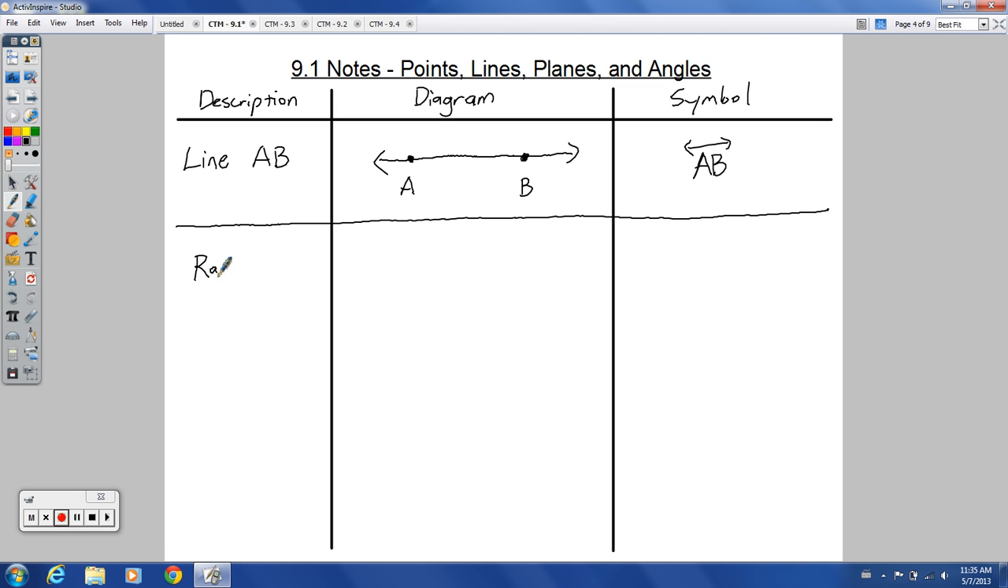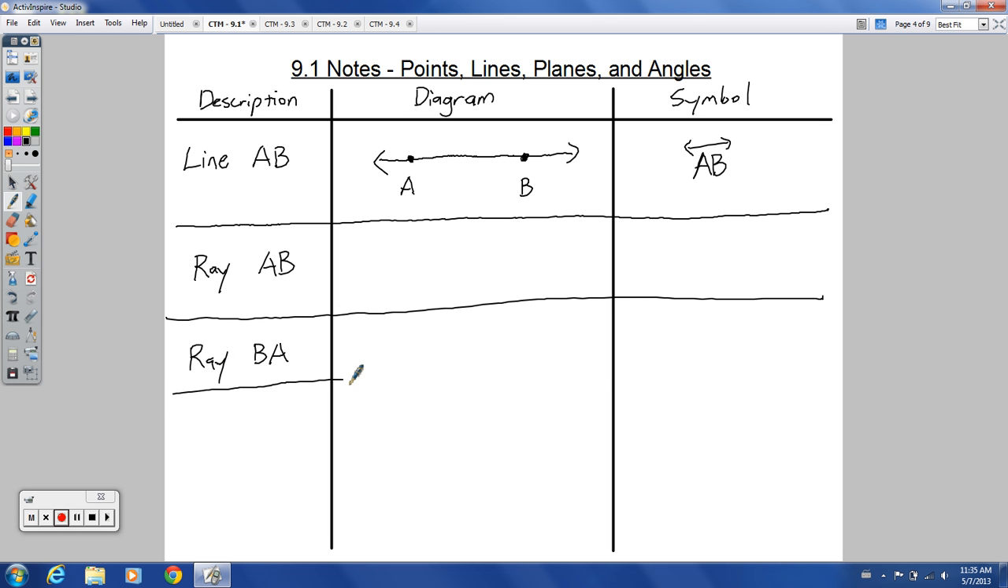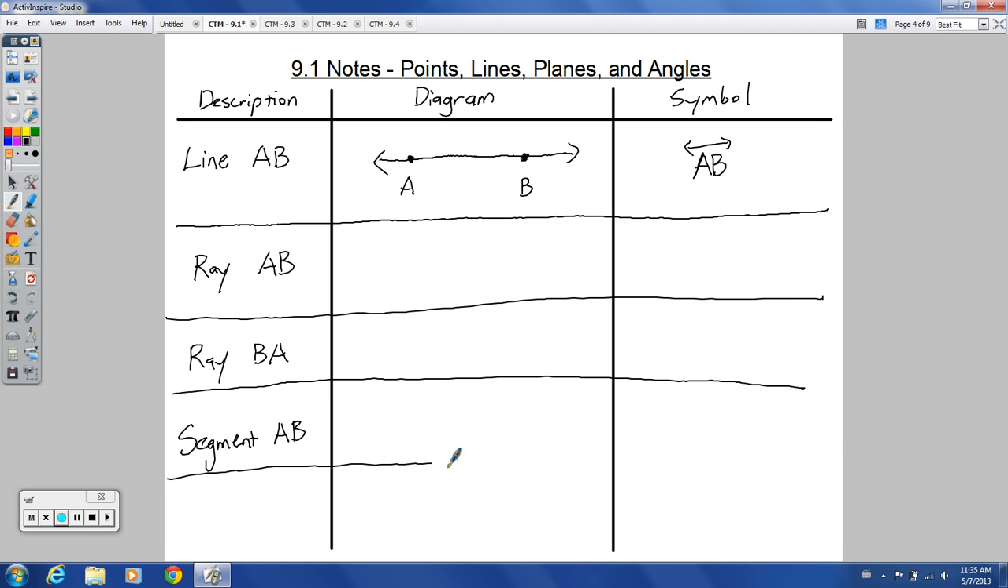And then from there, we'll talk about ray AB, ray BA, and there's actually a difference here. Line BA would be the same as line AB, but there's a difference with those things. And then segment AB. I think I had made another page with that. Nope, I'm going to have to make one more page after this, but let's do these three first.